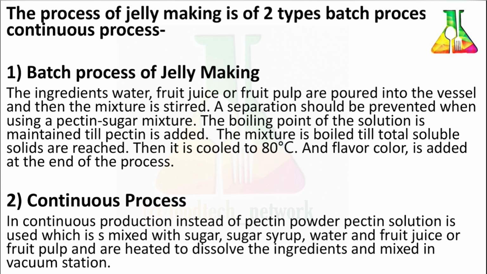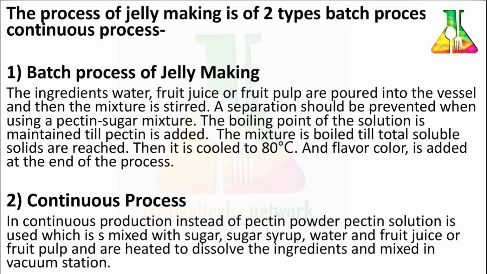The main difference between these two processes is that in the continuous process, pectin solution is used instead of pectin powder, and in the batch process, pectin powder is used. Otherwise the further processes are the same, and there is no big difference. If there is any, let us read what is written here.